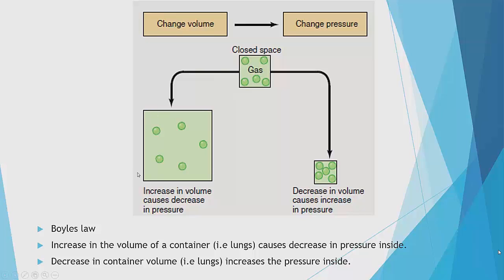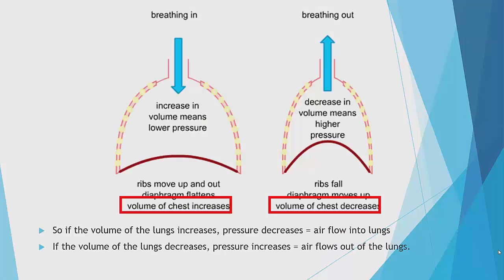If you increase the volume of the container, so imagine the container as the lungs, if the size of the lungs increases, it's going to cause a decrease in pressure inside, because there's more space for these atoms to be around. They collide with each other less, and it just causes less pressure in there. Similarly, if you decrease the volume of the container, or decrease the volume of the lungs, so shrink them down, it causes a pressure increase inside.